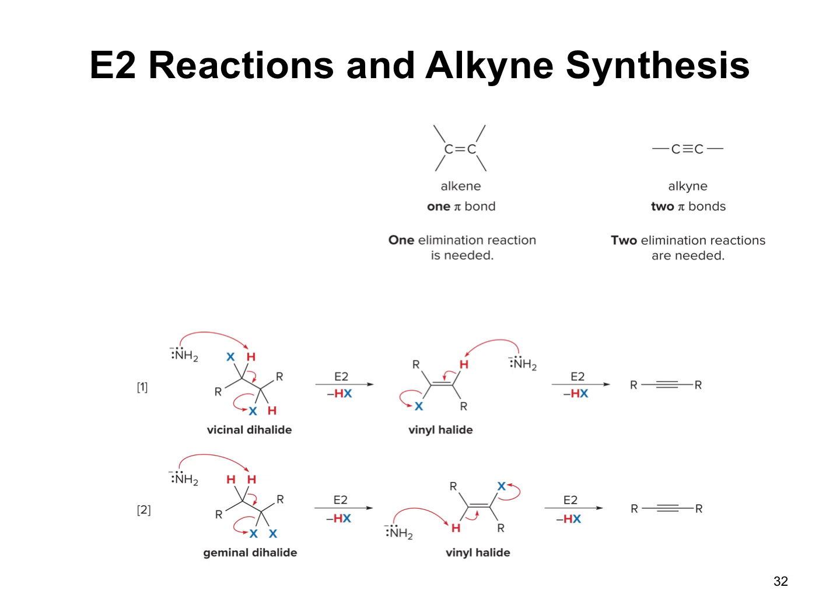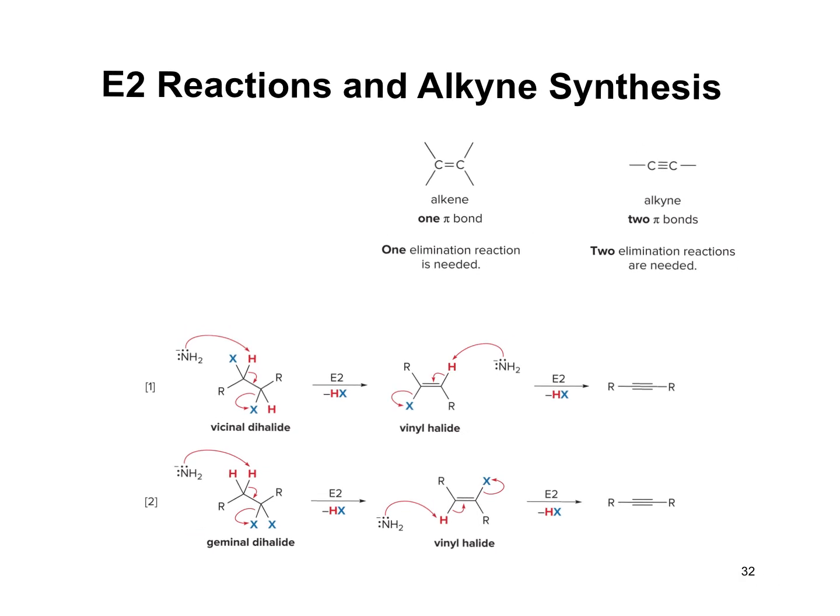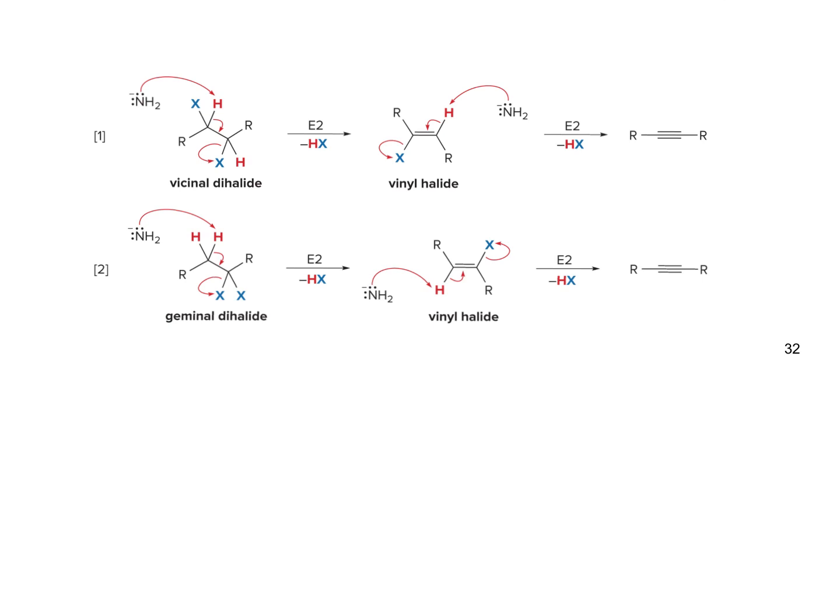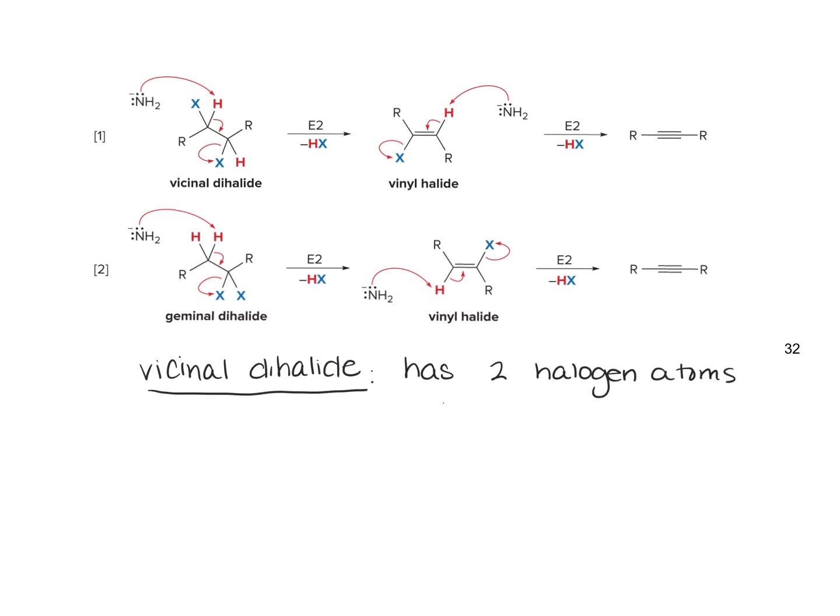Now, for this to work, you can do this from two different starting materials. The first starting material that you can use is a vicinal dihalide, and that is shown in 1 above, and this basically just has two halogen atoms on adjacent carbons. And so when we look at this, these are shown in blue. There's a halogen atom here on one carbon, right? And then there's a halogen atom here on the other carbon, and they are right next to each other.